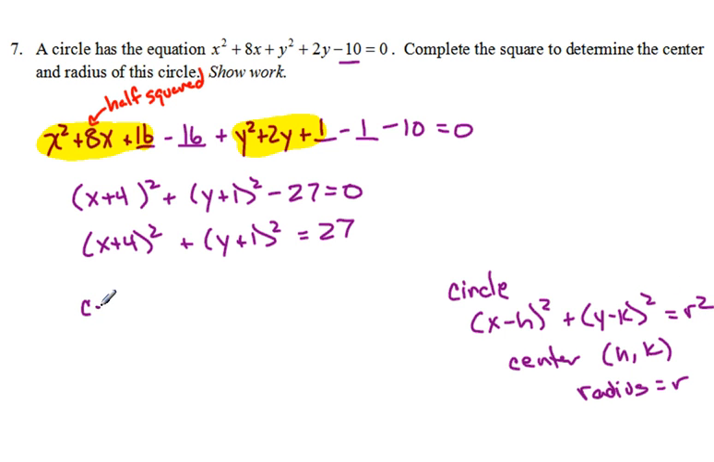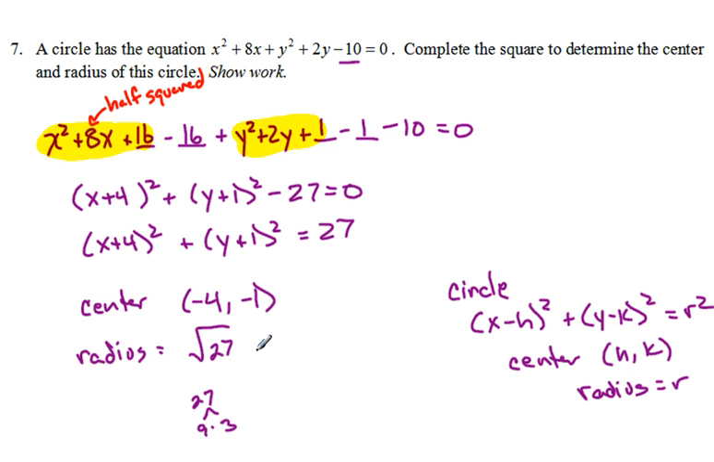And now I can say, okay, the center is at (negative 4, negative 1), and my radius is the square root of 27. And then knowing that 27 is 9 times 3 and 9 is a perfect square, I know that I can also write it as 3 root 3, because the square root of 9 is 3, the other 3 stays inside.